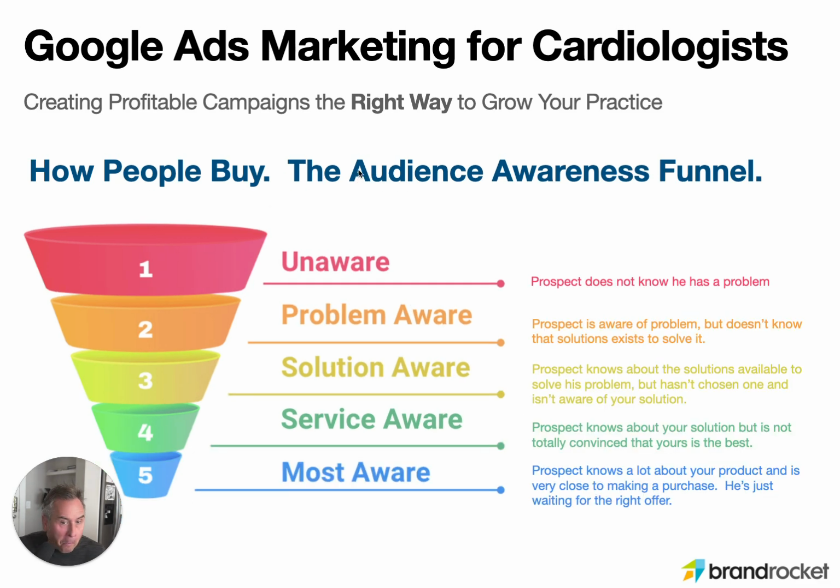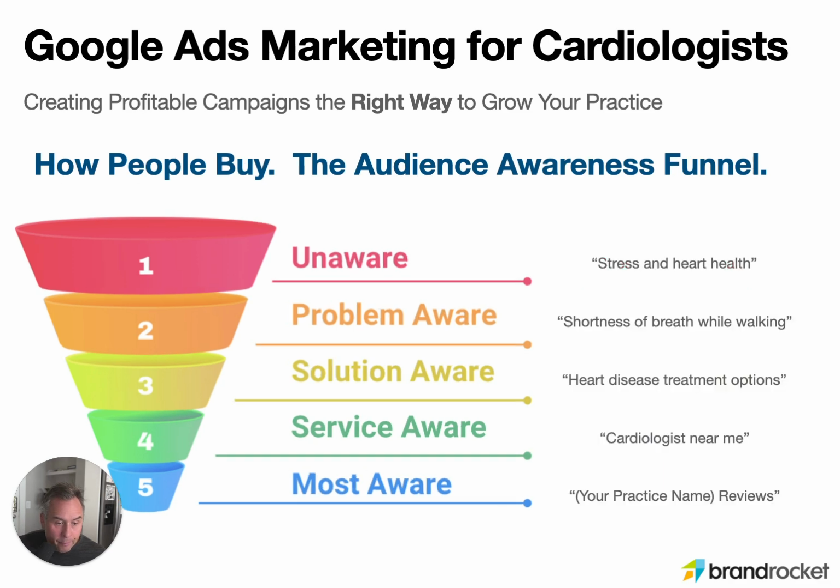Okay. Again, how people buy, audience awareness funnel. Prospect does not know they have a problem. Prospect's aware of the problem, doesn't know how to solve it, doesn't know the solutions. Solution aware, prospect knows about the solutions, but hasn't chosen one. Service aware, they know about the solution, but they're not totally convinced that yours is the best. And then most aware, they know a lot about your service in this case, or your practice, or the doctors that work at your practice. Okay, so again, we're trying to get down here most of the time.